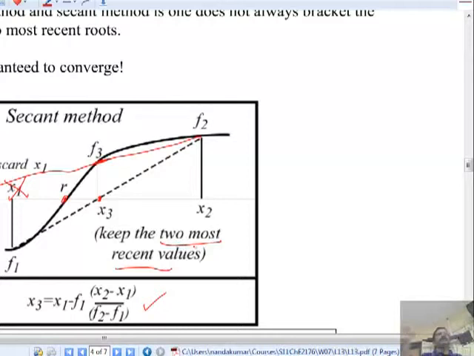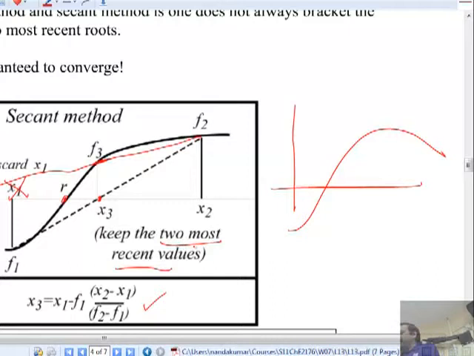But maybe let me give you a hint. Suppose I have a function that looks like this. Okay. And my F1 and F2 turn out to be these. Remember, they don't have to be on either side. They're not checking, right? So both F1 and F2 can be on the same side. So if I have something like this, what would happen? And I'm trying to connect these and ask the question, where does that intersect the x-axis, right? That's going to be my next best guess. Where would it meet? It will never meet, okay?